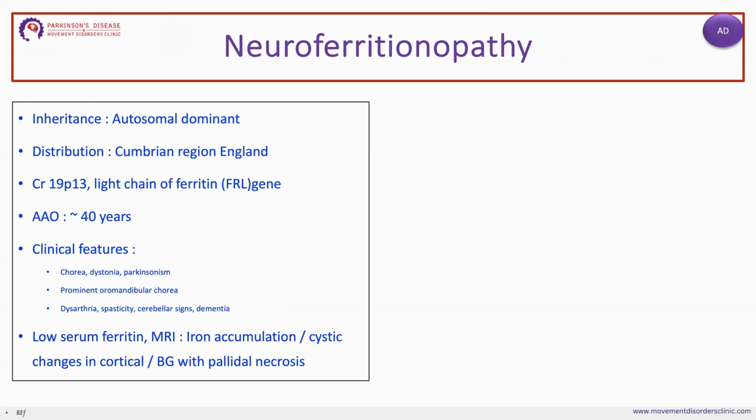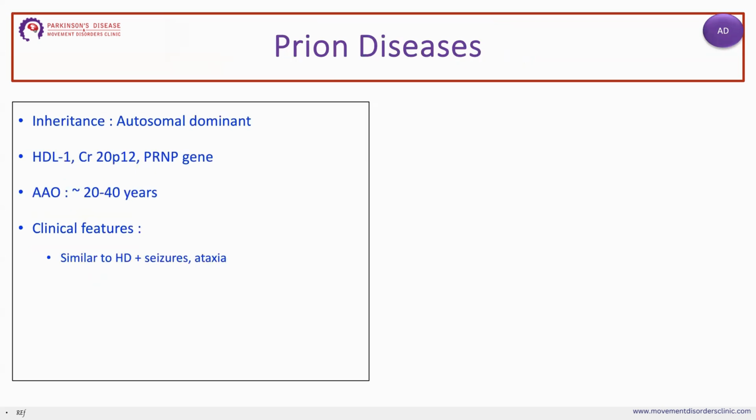Neuroferritinopathy is another disorder which is an HD phenocopy. Similarly, it has autosomal dominant penetrance, commonly seen in the Cumbrian region of England, due to the light chain of the ferritin gene on chromosome 19, with common age of onset around 40 years. The classical clinical features include chorea, dystonia, Parkinsonism, prominent oromandibular chorea, dysarthria, spasticity, cerebellar signs, and dementia. Diagnosis is based upon low serum ferritin levels, MRI showing iron accumulation or cystic changes in cortical or basal ganglia with pallidal necrosis.